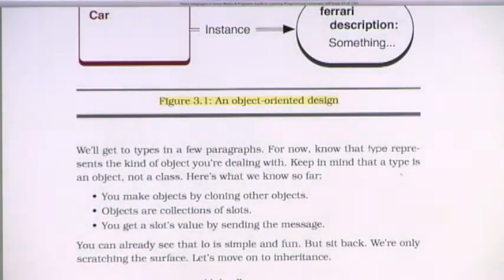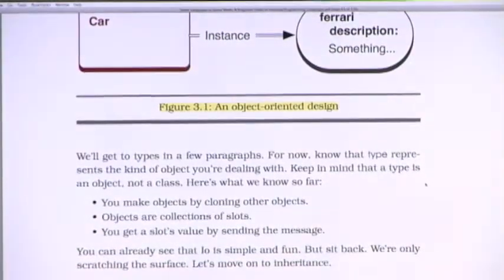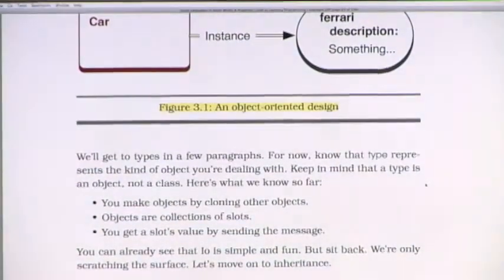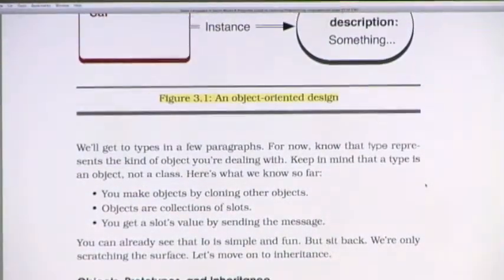So yeah, here's what we've learned so far. You make objects by cloning other objects, as you do with any prototypical language. Objects are collections of slots, and you get a slot's value by sending that message to the receiver. Like anything in this language.